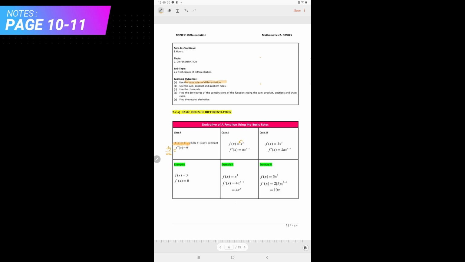The third case is f(x), lebih kurang case kedua, cuma dia ada constant dekat depan. f(x) equal to k times x to the power of n. So k is constant lah. So the derivative ialah k times n times x to the power of n minus 1. For example, f(x) equal to 5x square. Square kita bawa ke depan, k tu salin saja, and then power kita tolak 1. So dapat 10x.